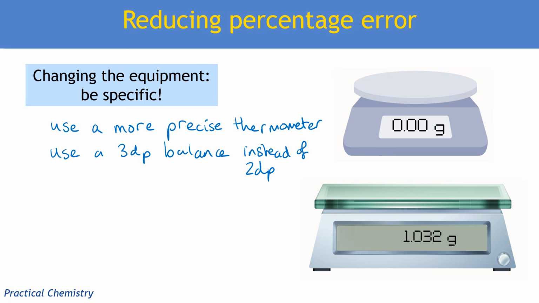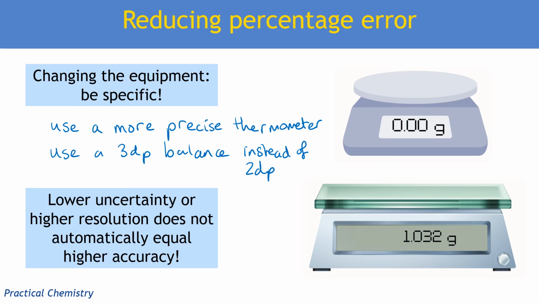But just be careful though about what the question's asking, because lower uncertainty or higher resolution, more decimal places, doesn't automatically equal anything better or higher accuracy about your result.